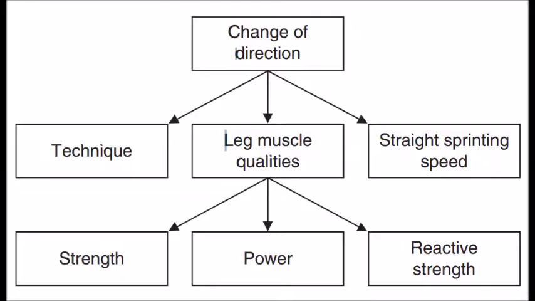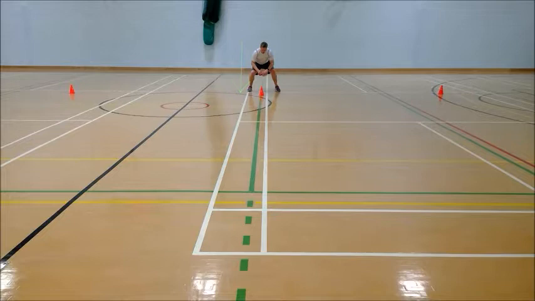This model indicates that change of direction consists of technique, leg muscle qualities, and straight line sprinting speed. Now, in terms of the first performance that I did and the second performance of the 5-10-5 drill, we can see that there is a little bit of a difference in technique. And this came in a very short period of time through the use of looking at video footage of myself and reflecting on my performance.